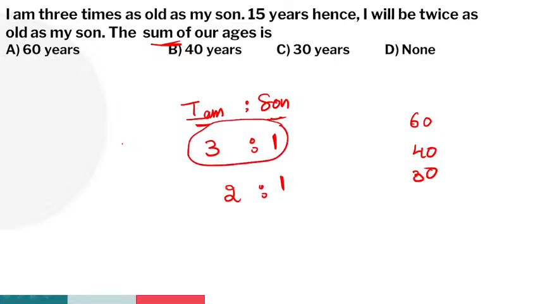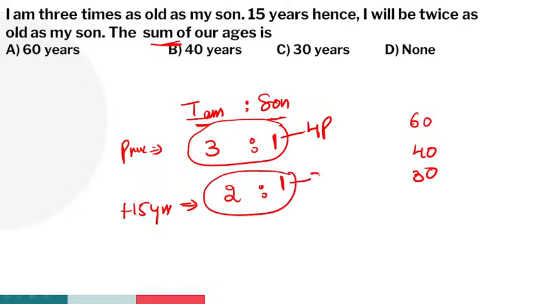So present, I am 3 parts. My son's age is 1 part. 15 years hence, I will be twice as old as my son. Find the sum: 3 plus 1, 4 parts. And next, 2 plus 1, 3 parts. And go through option verification.